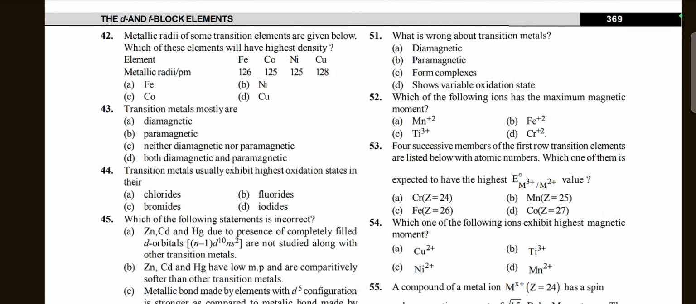Metallic radii of some transition elements are given below. Which of these will have the highest density? So the elements are Fe, Co, Nickel, Copper, and the metallic radii is given. So here copper will have the highest density.